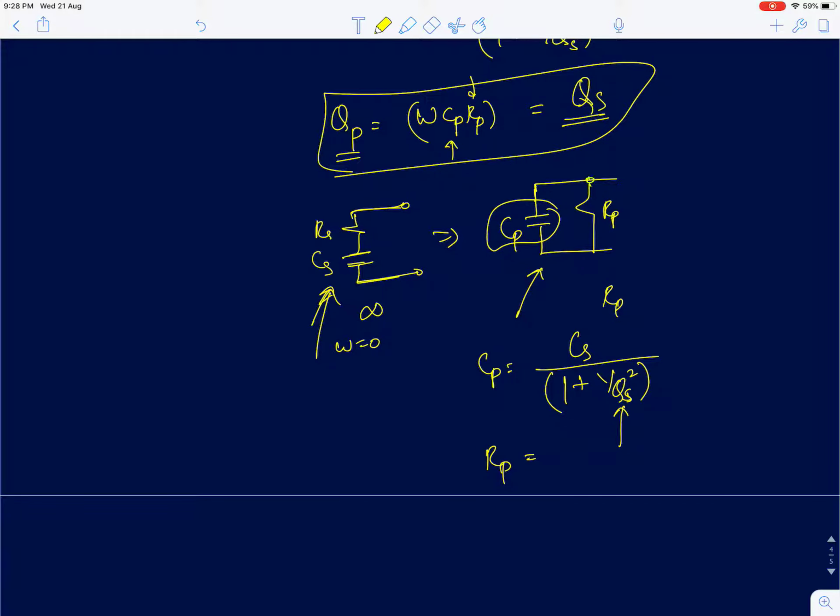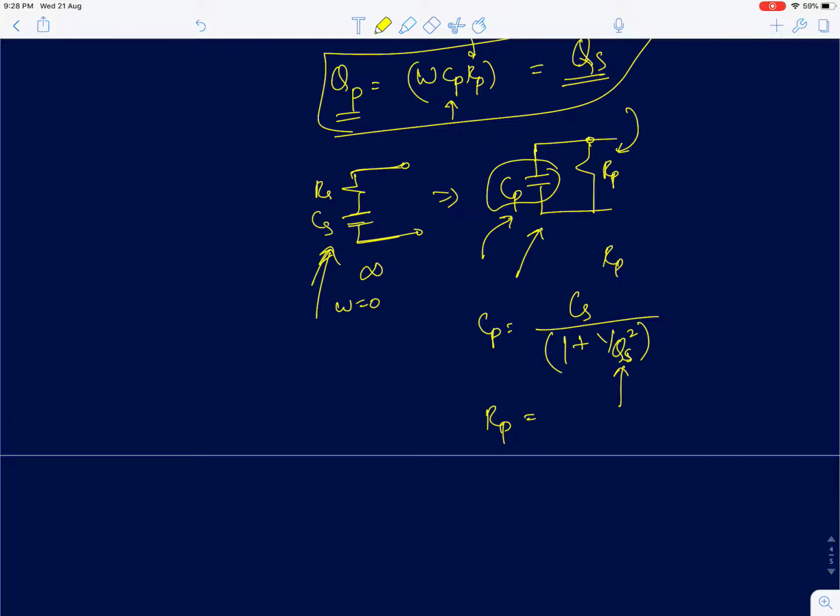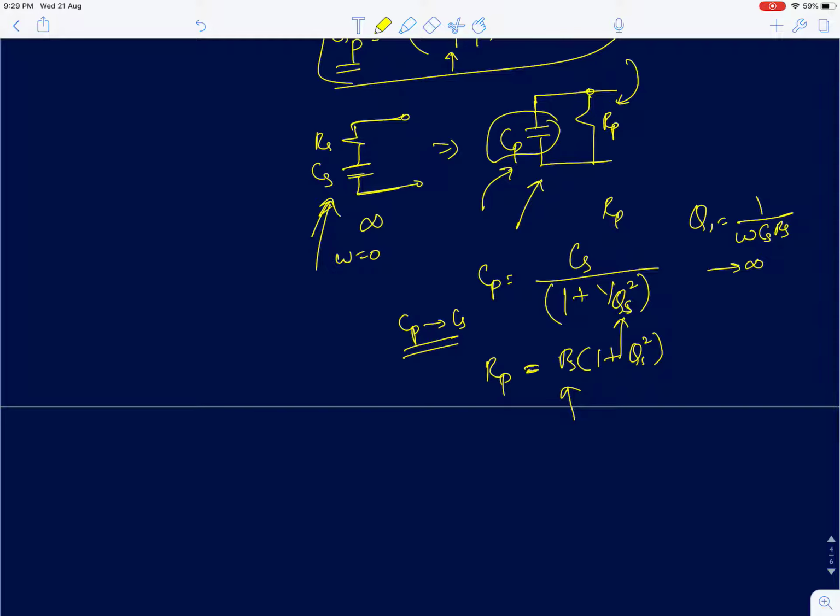At a single frequency, yes, we can model that as a lossy element as RP, and then a loss, and the energy storing element with the value of CP. Okay. So the value of RP is again RS into 1 plus QS square. Now the value of QS is actually 1 by omega CS RS. This term at DC will tend to infinity. So your RP will tend to infinity. Okay. And similarly, your CP will tend to CS. So at DC, this circuit, the parallel RC circuit, will simply reduce to a single capacitor of value CS.